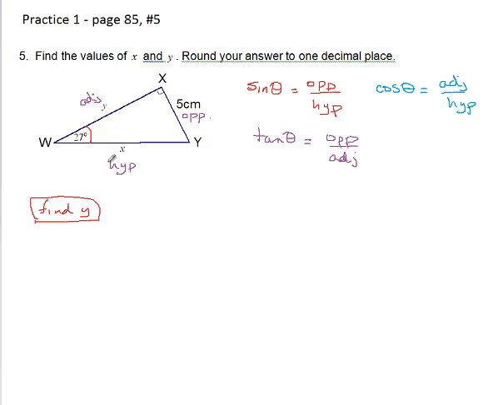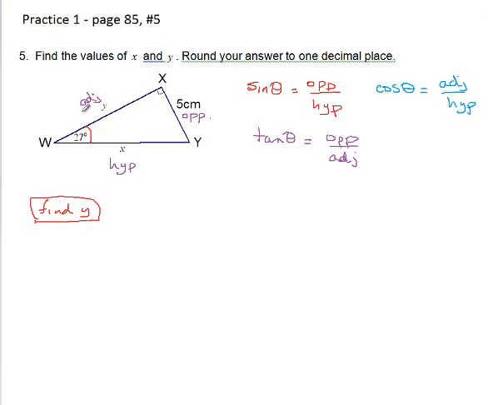Now, pick which trigonometric ratio is the one you're going to use. Are you going to use sine? Are you going to use cosine, or are you going to use tangent? You have to make a choice here, the correct choice, based on the information given.